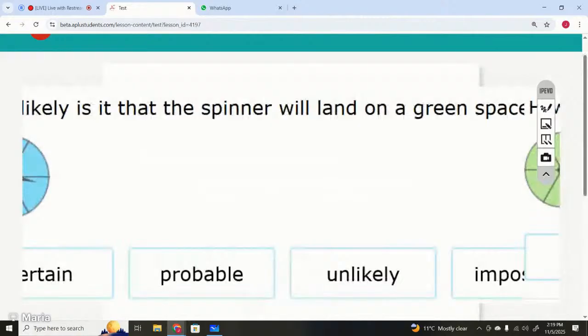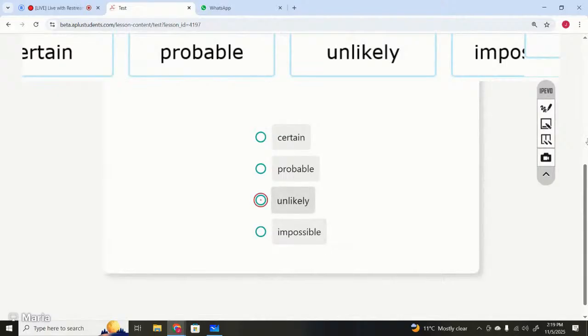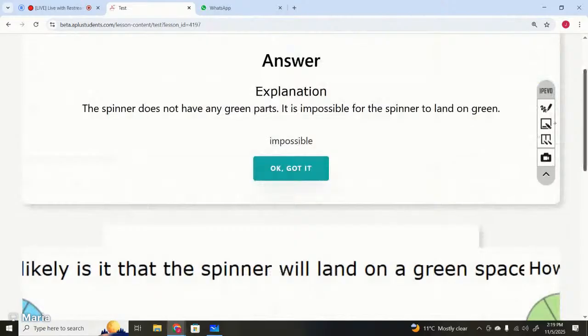How likely is that the spinner will land on green space? I'm selecting the wrong options so that we can see the explanation because we can't see the spinner. The spinner does not have any green parts, right? Because all the spinner is blue. So it is impossible for the spinner to land on green, because all the spinner is blue. Let me just explain.